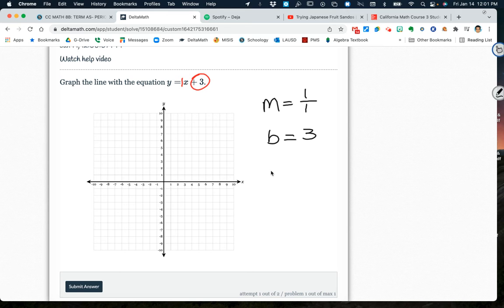So that's our starting point. Look for 3 on the y-axis. Go to 3 because it's a plus 3. And then we're going to use the slope now to find the second point. Up 1, to the right 1. There it is. This is the line we want. That is the line for that graph.